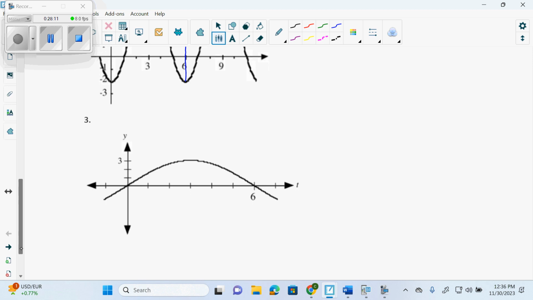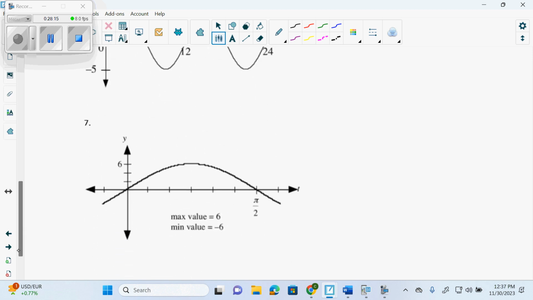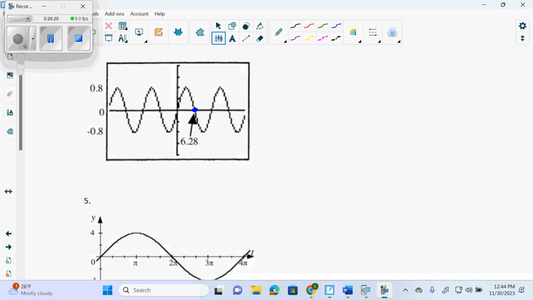We're going to skip 3. I want you to try 4, 5, 6, and 7. I want the amplitudes. The amplitude equals the absolute value of the maximum.